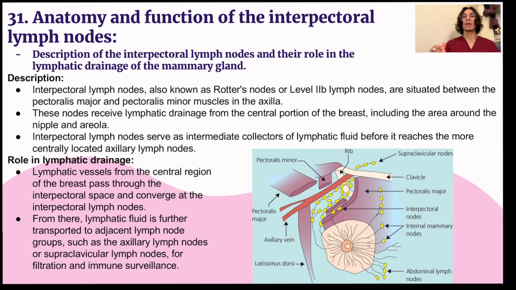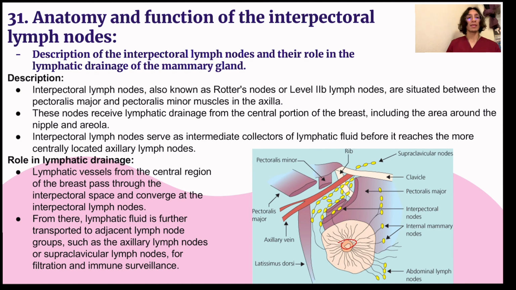Anatomy and function of the interpectoral lymph nodes. Interpectoral lymph nodes, also known as Rotter nodes or level 2 lymph nodes, are situated between the pectoralis major and pectoralis minor muscles in the axilla. These nodes receive lymphatic drainage from the central portion of the breast, including the area around the nipple and areola. Interpectoral lymph nodes serve as intermediate collectors of lymphatic fluid before it reaches the more centrally located axillary lymph nodes.